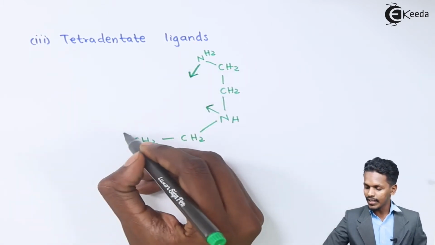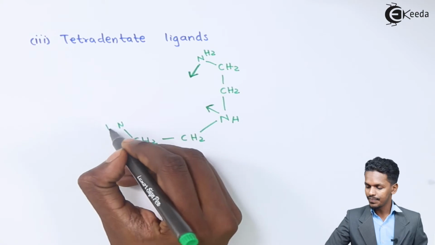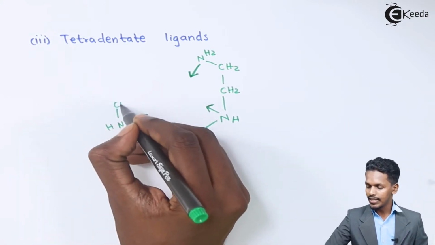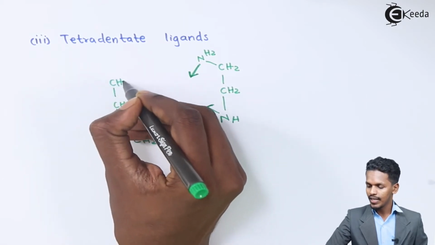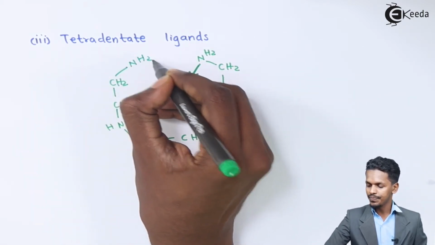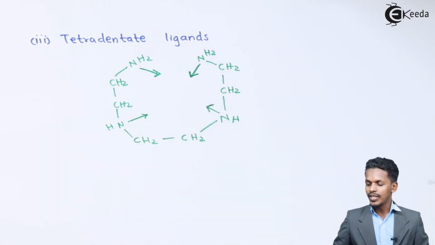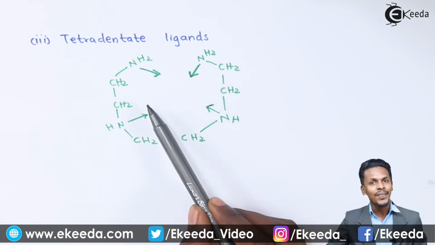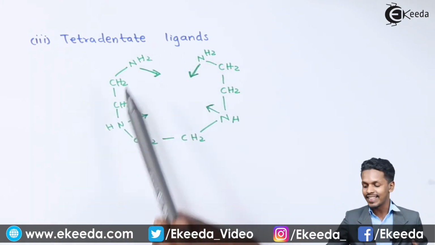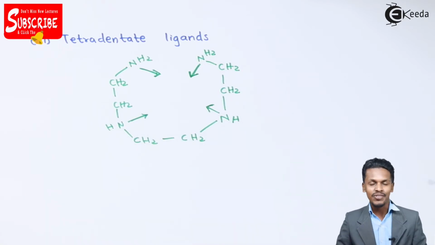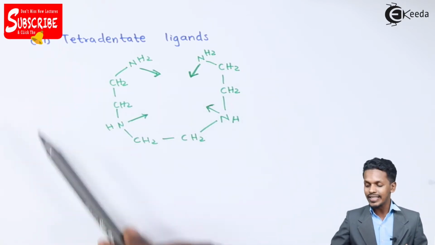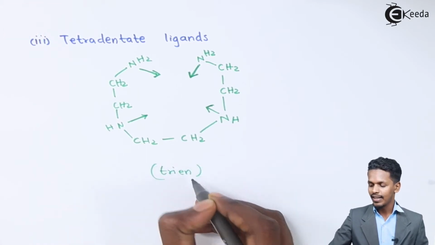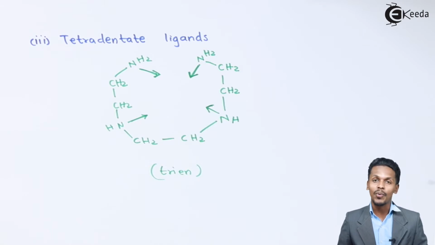Similarly, I could find another one from this side. So there will be a point of attachment to the central atom over here. Here it is CH2, here it is CH2, and here it is NH2. So here you can find there are four points of attachment to the central atom, and that's the reason the name is tetradentate ligand, and there are basically four donor atoms. Now let me talk about the next one. But before that, let me talk about the name of this one. This is known as triethylene tetramine.